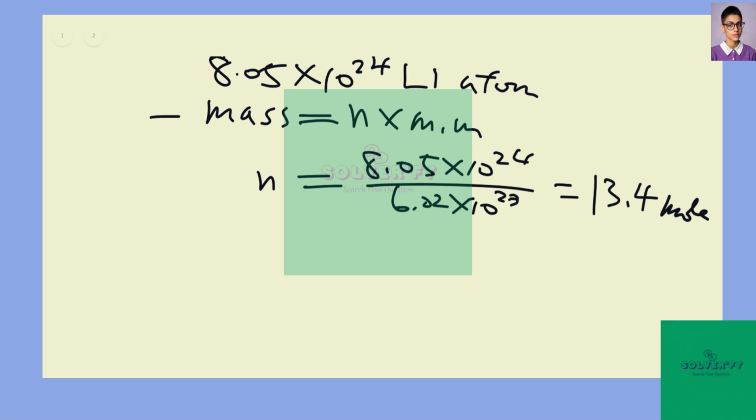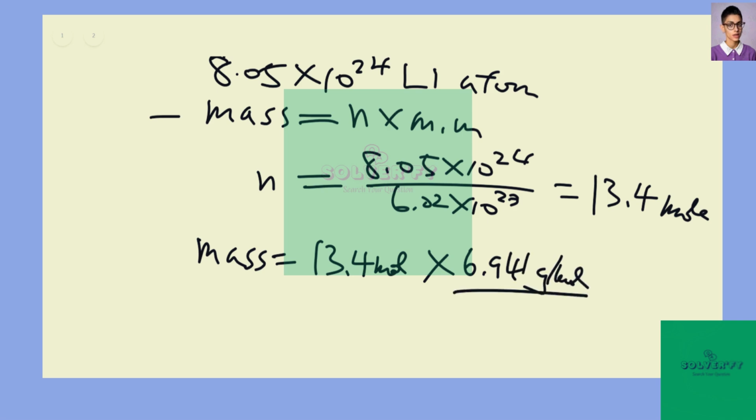Okay, so just again to double check, make sure we have the right answers. When we have the number of moles, we just multiply that by the molar mass. So we have the mass equals the number of moles, 13.4 moles, multiplied by the molar mass of lithium. For lithium, the molar mass will be 6.941 gram per mole. You can find that from your textbook.